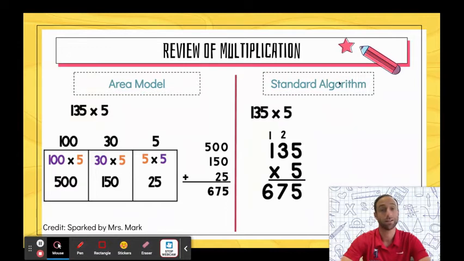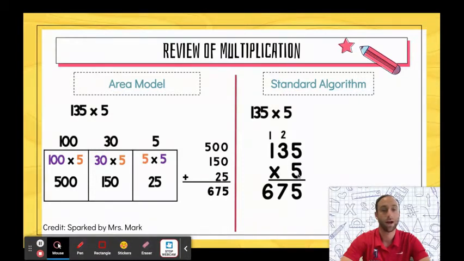Let's take a look at the standard algorithm, all right, the regular way, the old school way, how I learned how to multiply. All right, so it kind of involves some components of addition. So again, every number is being multiplied by the number 5. So 5 times 5, we're going to do first, right? 5 times the 5 in the ones place is 25. So I'm going to put down my 5, and I'm going to regroup my 2 from the 25.